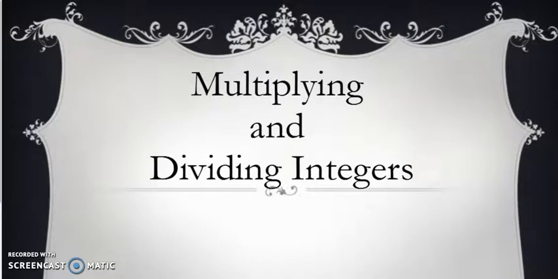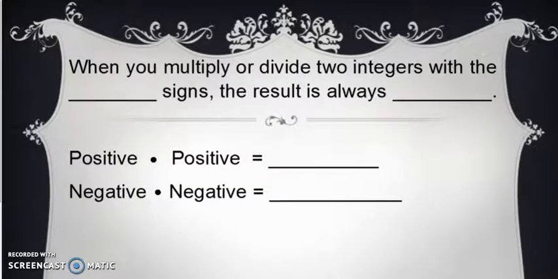Multiplying and dividing integers. When you multiply or divide two integers with the same signs, the result is always positive. Therefore, a positive multiplied by a positive or a positive divided by a positive is positive. A negative divided by a negative or a negative multiplied by a negative is always positive.